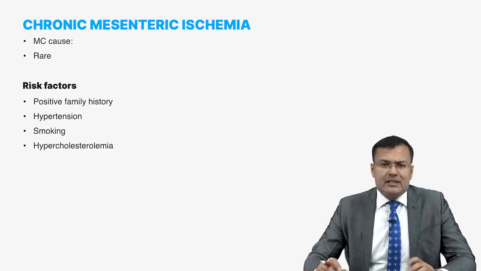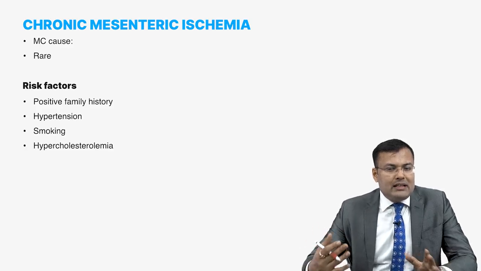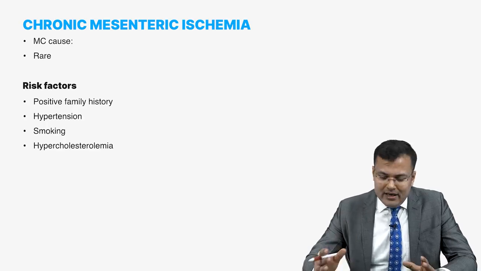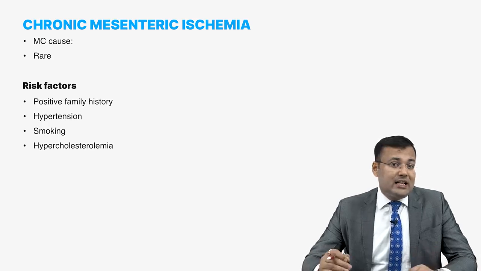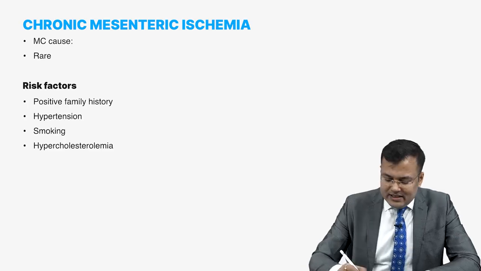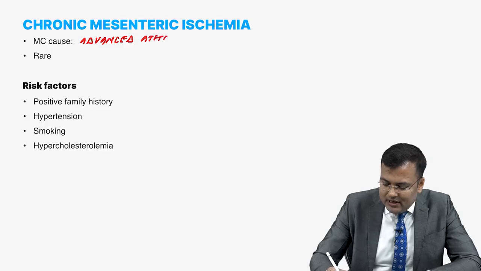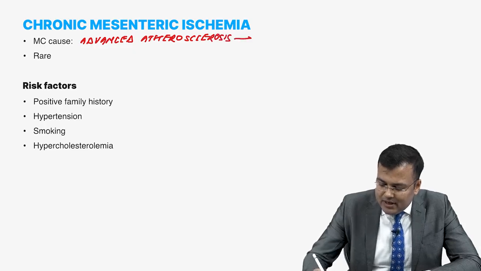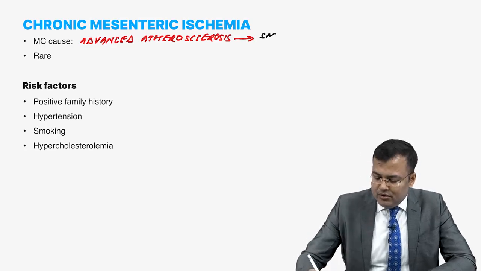Next is chronic mesenteric ischemia. What is the most common cause? In these cases, the patient has advanced atherosclerosis, and it is not involving only one vessel; it is involving multiple mesenteric vessels. It means there is involvement of both the superior mesenteric artery as well as the inferior mesenteric artery. So in chronic mesenteric ischemia, the most common cause is advanced atherosclerosis involving multiple mesenteric vessels.